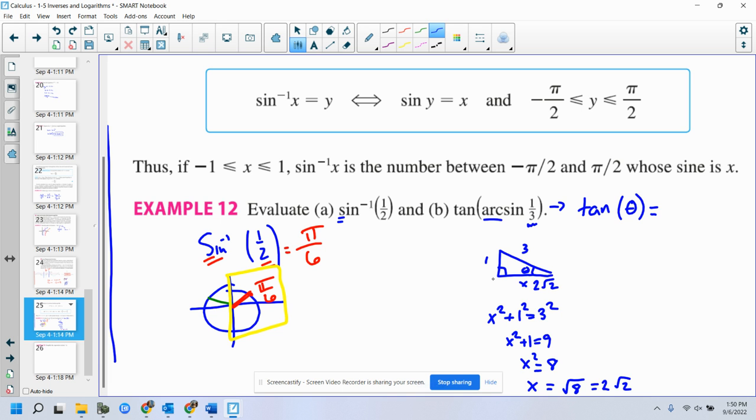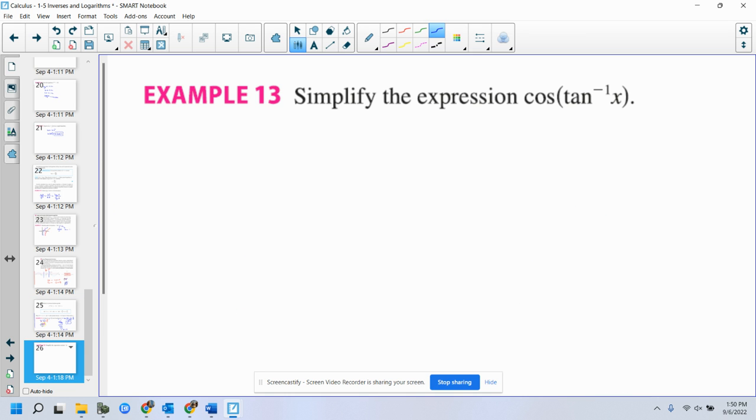So tangent is opposite over adjacent, 1 over 2 radical 2. And just to rationalize, bringing this radical 2 up to the top, I multiply by radical 2 over radical 2. That gives me radical 2 on top, and then 2 times 2 goes together to make a 4. Radical 2 over 4 is my tangent theta here. Okay. All right, last problem here.